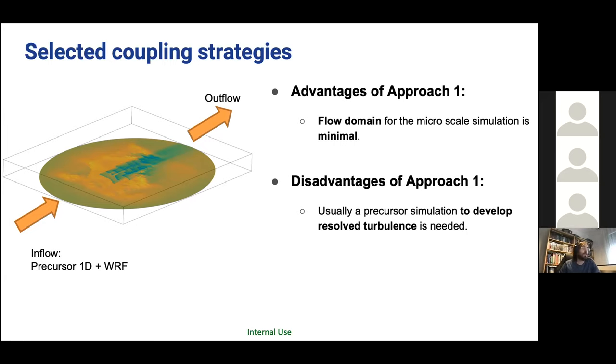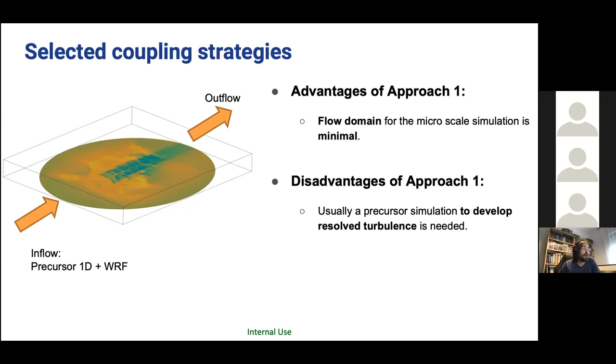If you use RANS, in principle, the challenge that I'm going to explain is more on the next slide. In principle, everything sounds very good. You can use a reduced domain. You can impose here your one-dimensional profiles, and if you have a little bit of buffer zone, the flow is going to accommodate, and you are going to have inside something that follows the forcing from WRF.